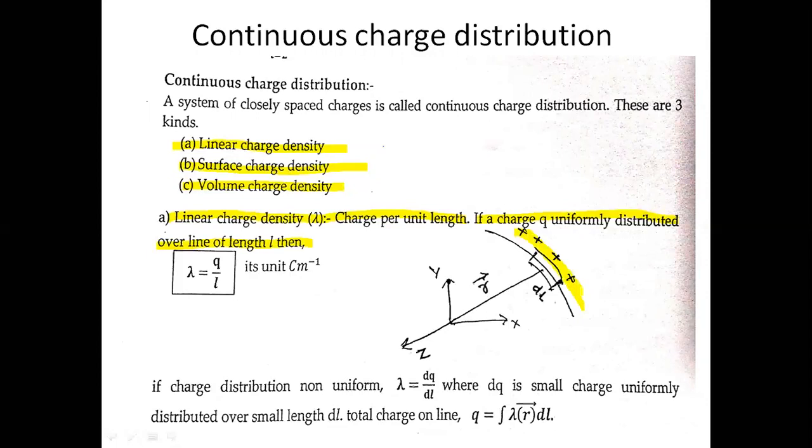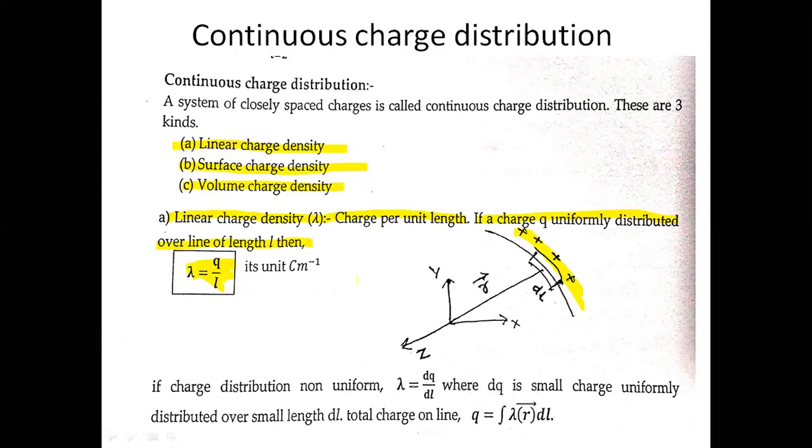If the charge Q is uniformly distributed over the line of length L, then the linear charge density can be written as lambda equals Q by L. So Q, the charge, divided by the length, since charges are placed per unit length. That is why we write divided here. That itself is lambda, the linear charge density.